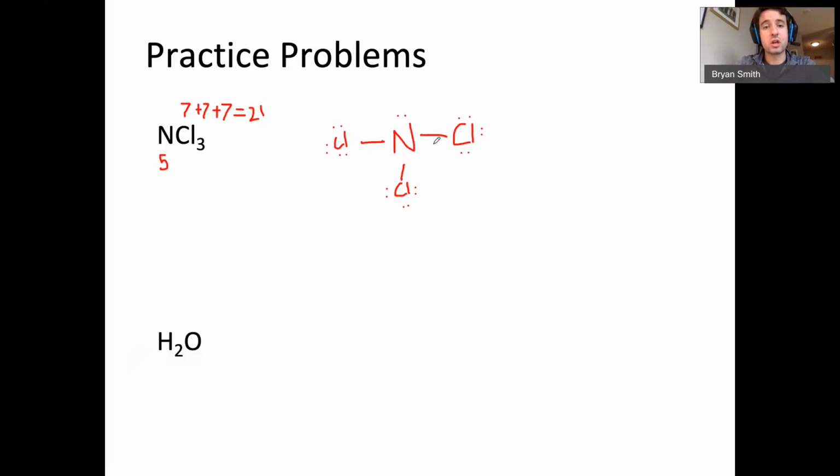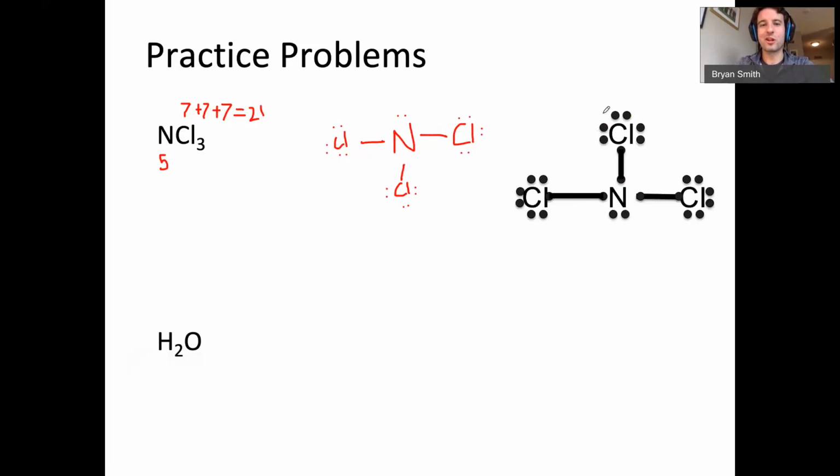Let's just go ahead and double check. Does chlorine have 8? It's got 2, 4, 6, and 8, so yes. Does nitrogen have 8? Yes, it's got 2, 4, 6, 8. So remember, these bonds count as 2 electrons, and these pairs of dots also count as 2s. So it's always a good idea to put your electrons in pairs. In fact, you will be required to do that. So here's a little bit cleaner look at what it should look like.